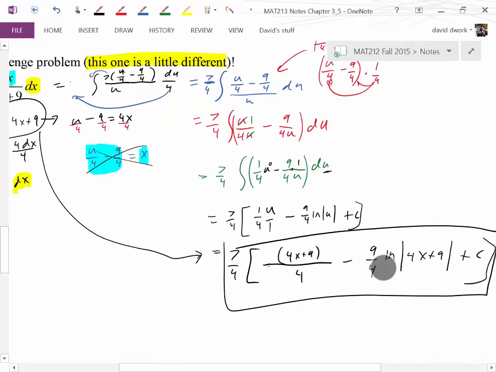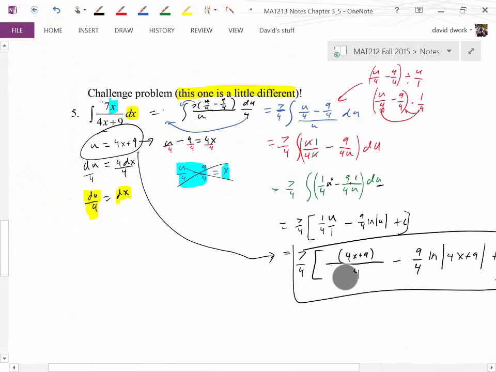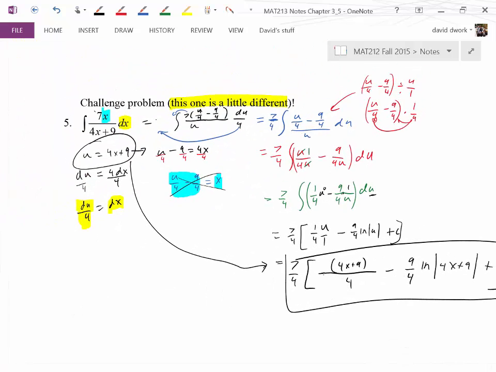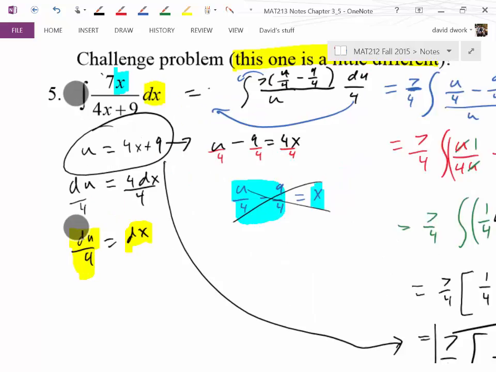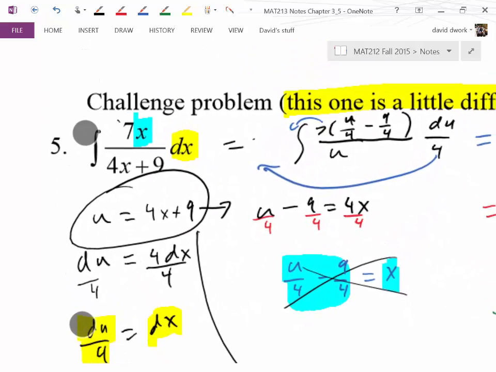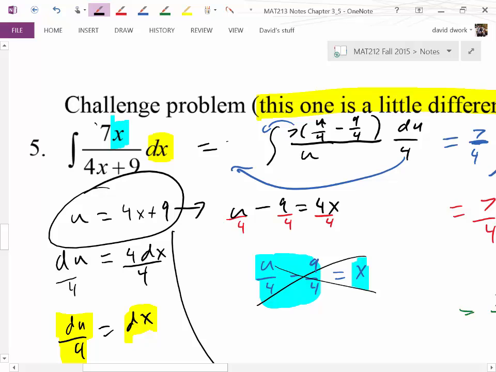It's a little different. So sometimes if you're just totally stuck, you're looking at it, you're saying, I'm not seeing a good u, I'm not seeing a good by parts, stop and ask yourself, could you use this version of the u sub where we use our u equals formula to come up with an x equals formula?